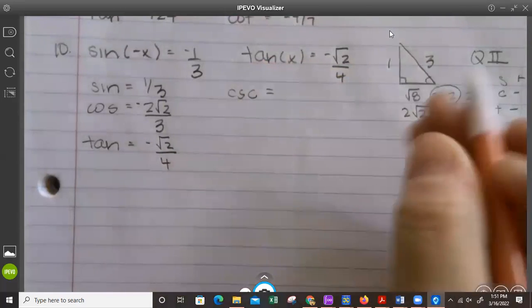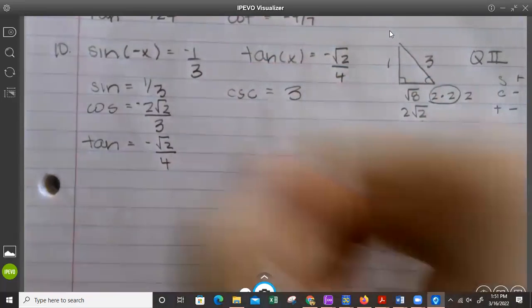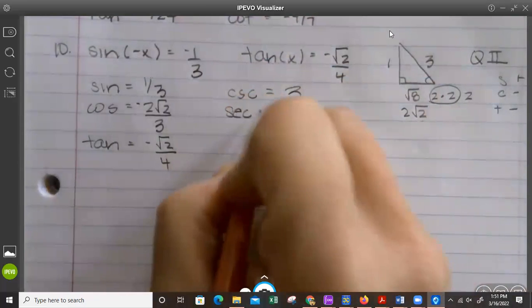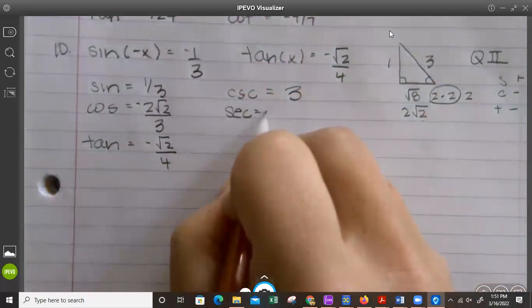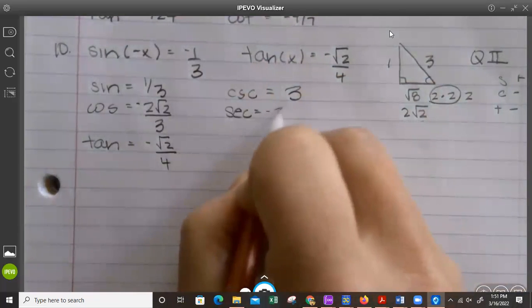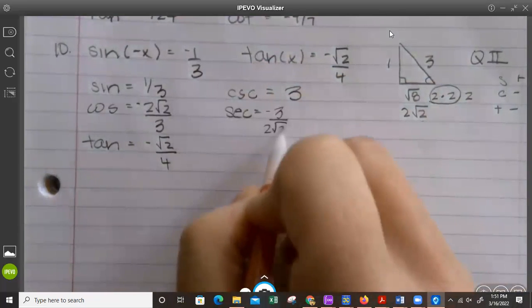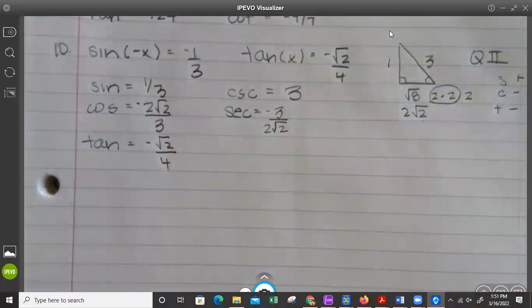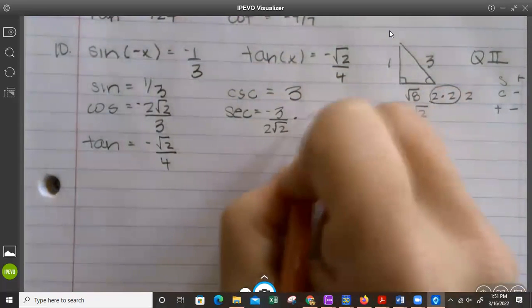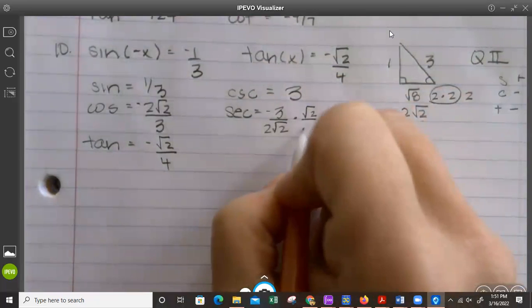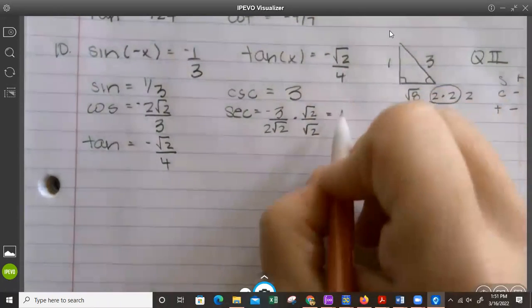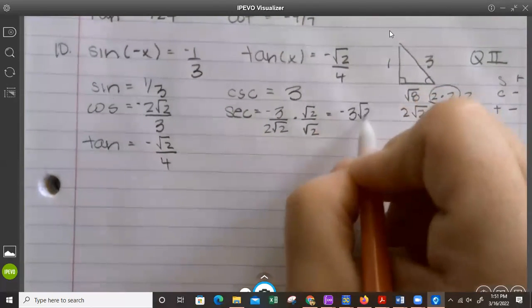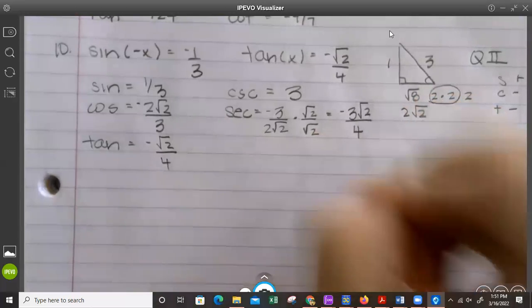Cosecant, what would it be? 3/1 or just 3? Secant. -3 over 2 square root 2. It doesn't matter where you put the negative, but we can't have a square root on the bottom. You don't have to multiply that by 2 on the outside, just the square root of 2, which gives us -3 square root of 2 over 4.